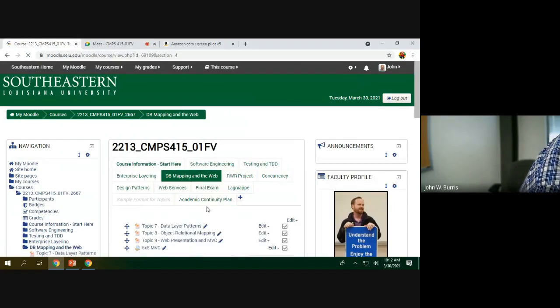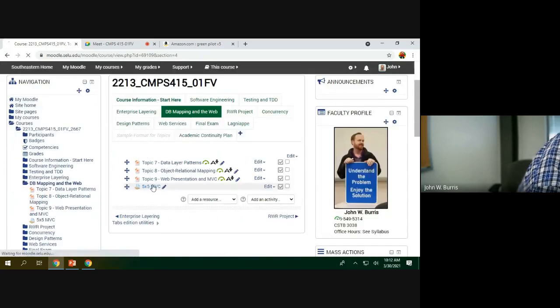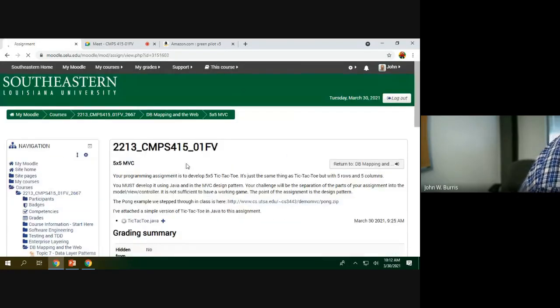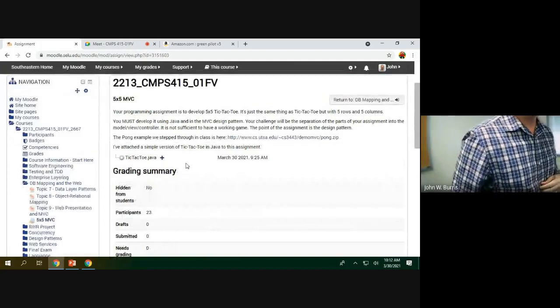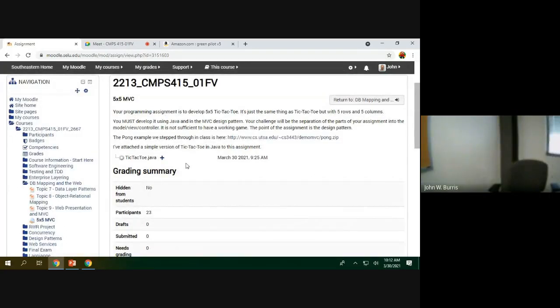If you go back to DB mapping in the web, which is where we covered MVC, there's a project for a 5x5 tic-tac-toe game. And I want you to divvy up this tic-tac-toe game into MVC. Now, in reality, the V part, you don't have to worry about the view, but I do want you to think about how you would split a text-based game into model and controller, how you can split the logic out. Now, I've given you an example of tic-tac-toe.java that I can actually show you.